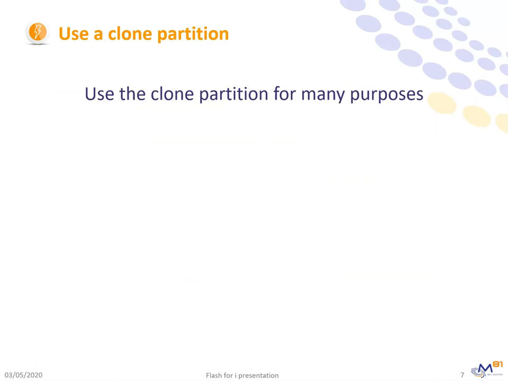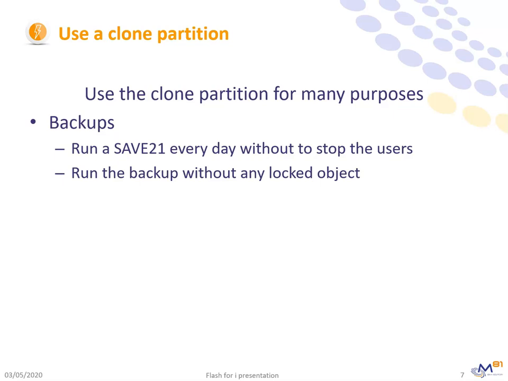What can we do with this partition? Backups. A Save21 every day becomes possible because there are no users, no object locks, and during this time the users and batch are running on the production itself. It's like a dream.